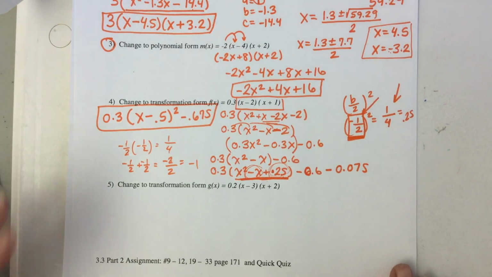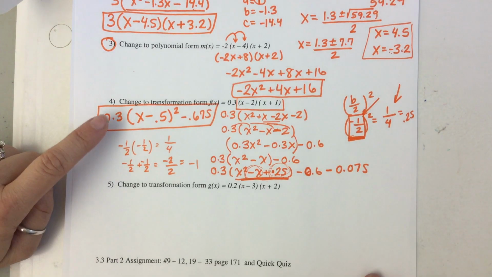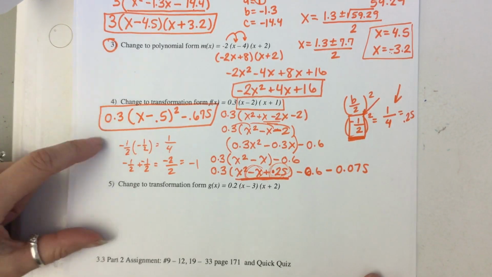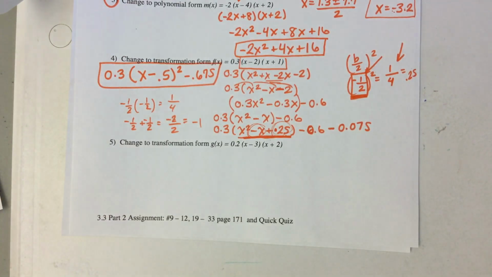Let's do another one, because in my opinion, and maybe you totally disagree, but for me, I think this is the most challenging. So I wanted to make sure we ended today, so this was the most fresh thing in your mind, okay? If I'm changing to transformation form, for me, it's going to be a lot easier if you turn it to polynomial form first.